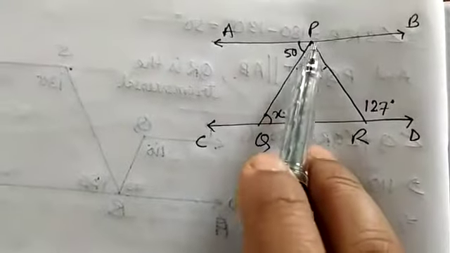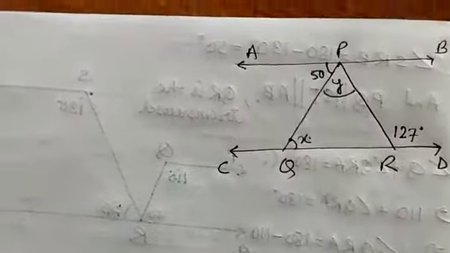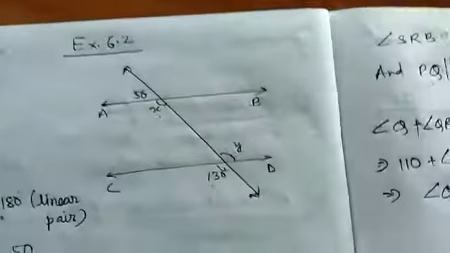The diagram I have already drawn here. The question is given. Look nicely. We need to find the value of X and Y, and both these two lines are parallel. First I will take this transversal, so these are alternate angles, and alternate angles are always equal. Let's see number 5.